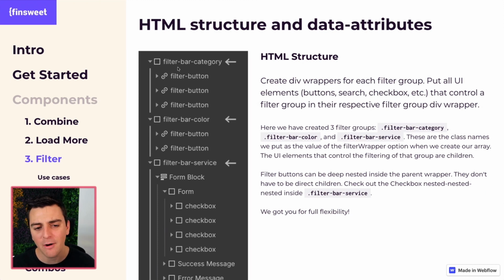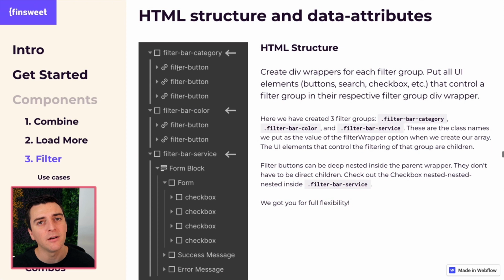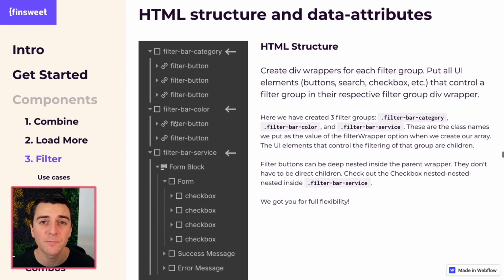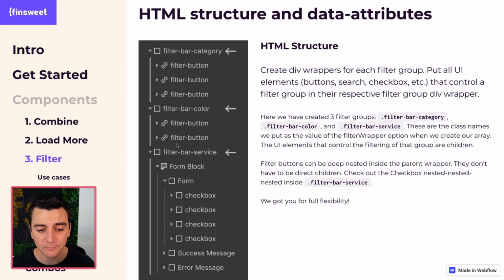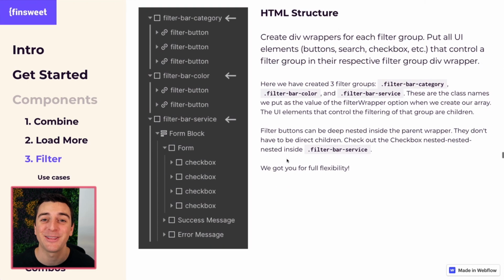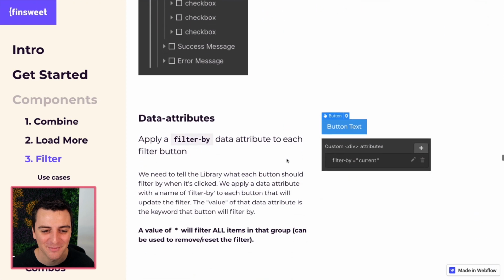Great. But now, how do we tell the difference between which filter button filters by web design and which one filters by animation? With color, which one filters by red, which one filters by blue? With services, with checkboxes, are 2020, 19, and 18. We're doing that through data attributes with the filter by data attribute.